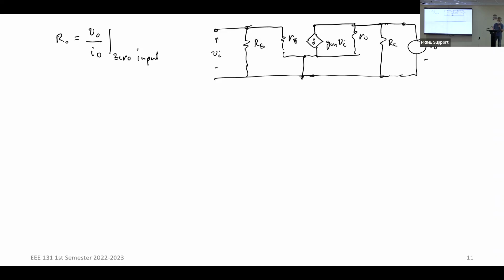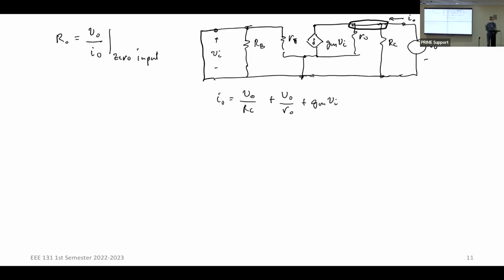Okay, zero input, assuming the input is a voltage source, what do we do? We short the input. Okay, what I have to do is I have to compute for I sub O, right? Because I want to get the ratio of V sub O over I sub O. So, ganun uli, ano? Apply lang ako ng nodal analysis dyan to compute for I sub O, no? So what is I sub O? I sub O is V sub O over RC plus V sub O over RO plus GM V sub I.